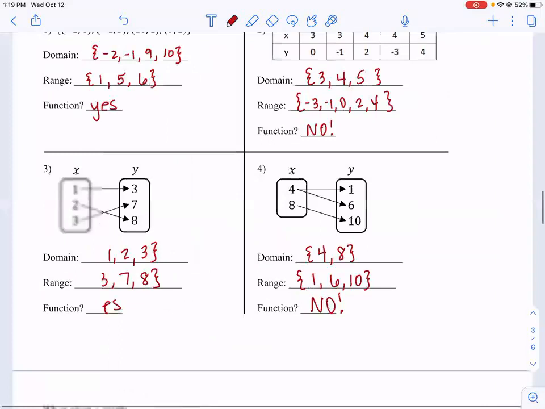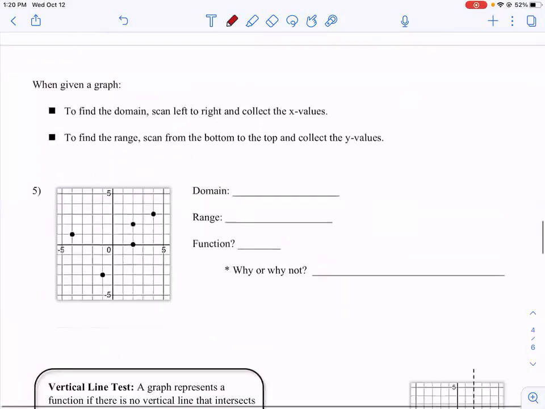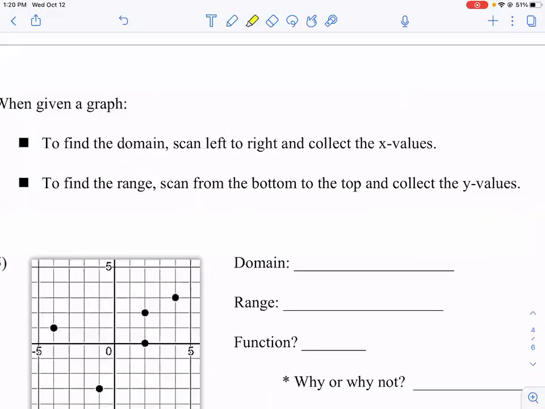Now, here's a good piece of advice for you. When we are looking at the domain, we need to scan from left to right to collect the x values. When we are looking at the range, we want to go from bottom to top to collect the y values.